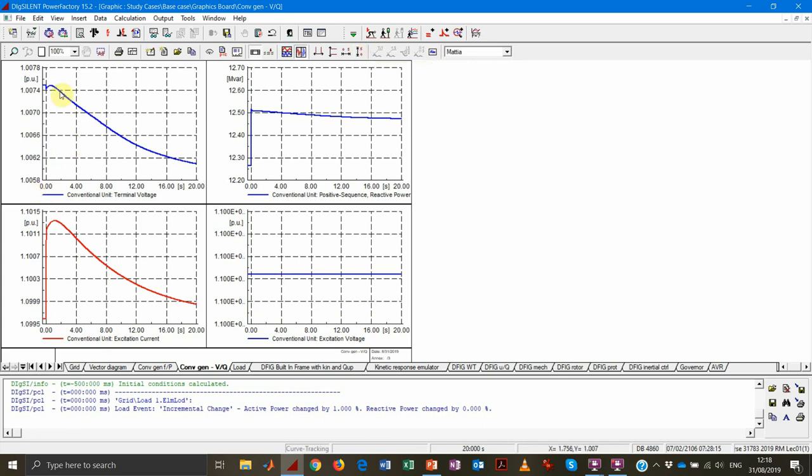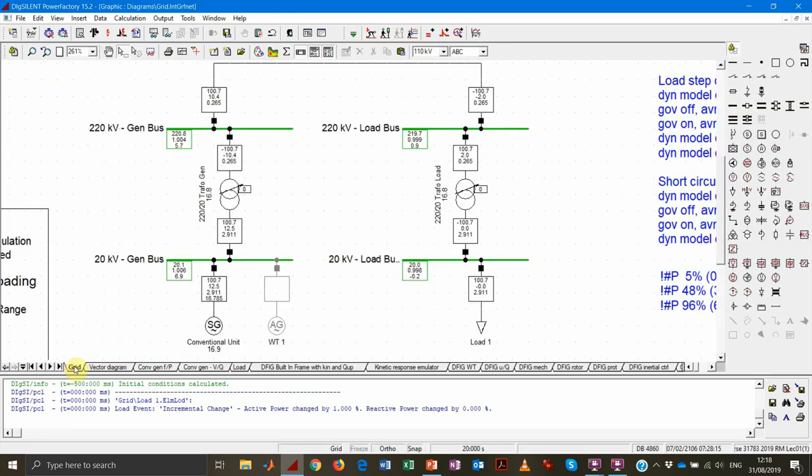You will see that since our generator doesn't have the capability of controlling the voltage, the excitation of the machine, so the excitation voltage, will not be adjusted throughout the simulation. That has a nice or interesting consequence. The consequence is that since we increased the active power here, we increased the amount of current in the system. That means we increased the reactive power consumption throughout the system.